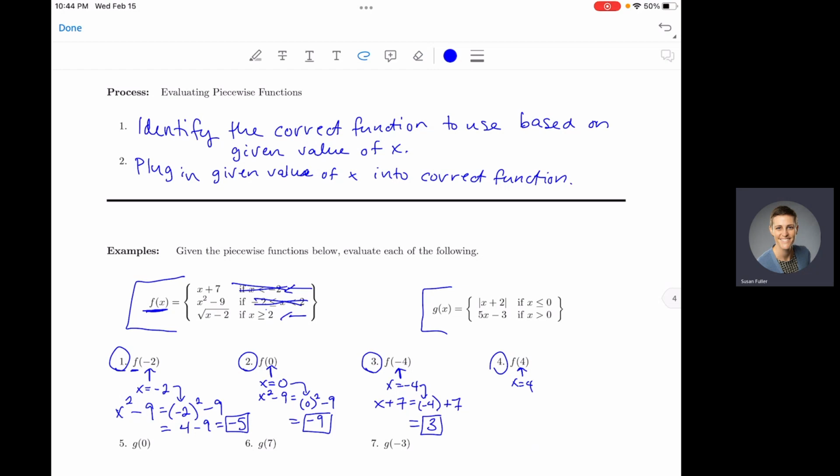And so we'll look at the last one here. Is 4 greater than or equal to 2? Yes, 4 is greater than or equal to 2, which means the function that we need is the square root of x minus 2. And then don't forget to plug in your x value of 4. We'll have the square root of 4 minus 2. That's the square root of 2. That's as simple as we go. That's the function value for f of 4.